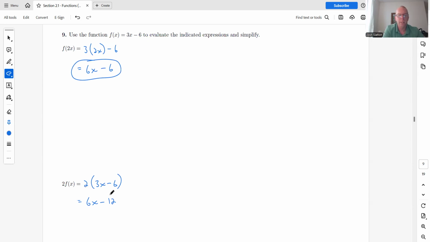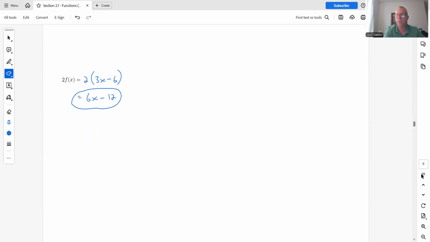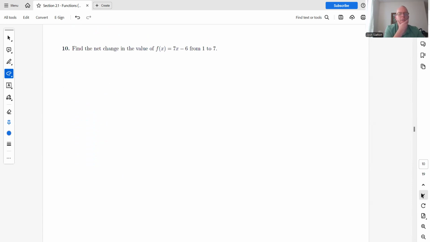All right, number 10. Actually, let's see if there's any other. Nope. Number 10. Find the net change in the value of f of x equals 7x minus 6 from 1 to 7. So net change from A to B, so whatever x equals A to x equals B, that is just going to be f of B minus f of A.